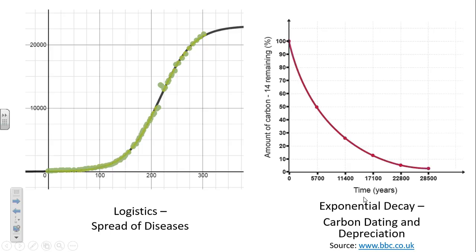Exponential decay, carbon dating, and depreciation are all modeled by an exponential decay problem. Those are things like how much is your car worth after a certain number of years? How much is a copier worth? How much radioactive carbon is left, or how old is this fossil types of problems?